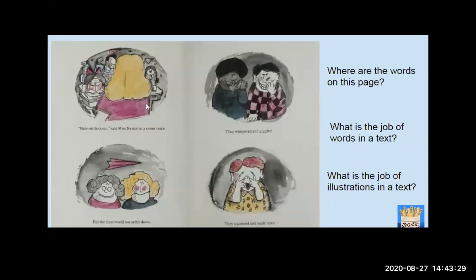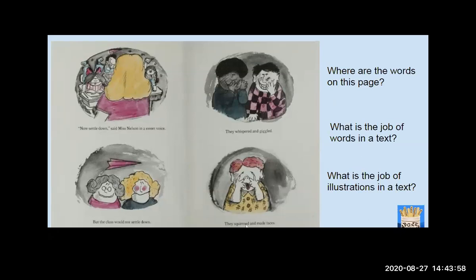So we're going to look at these 2 pages. Where are the words on this page? Do you guys see the words? We have words here, and here, and some here, and up here. And what is the job of the words in a text? The words in the text tell us what the characters are doing, what the characters are feeling. They're telling us what's going on in the story.